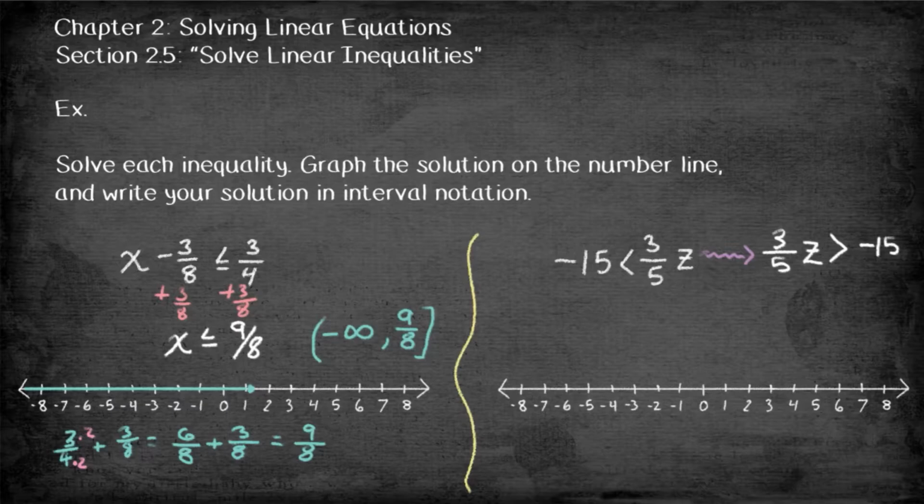And let's see, now I want to get z by itself. I have to divide by my coefficient. Since my coefficient's a fraction, I am really multiplying by the reciprocal. So we end up with z greater than negative 15 times 5, which is negative 75, divided by 3, or z is greater than negative 25.